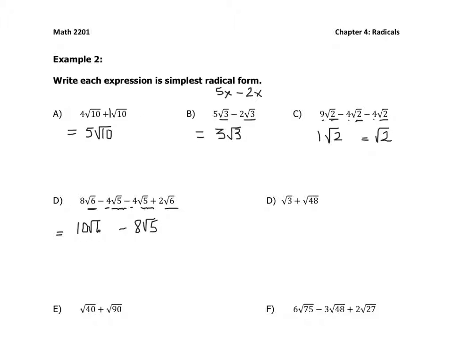Root 3 plus root 48, as they're written, do not look like like radicals, but root 48 can be broken down. So we're going to break down root 48 into its perfect square factor of 16. The product of 16 and 3 gives you 48, and then that would equal root 16 times root 3. The square root of 16 can come out as a 4, and you're just left with the square root of 3. And that gives you root 3 plus 4 root 3. It's like saying 1 root 3 plus 4 root 3, or 5 root 3s.